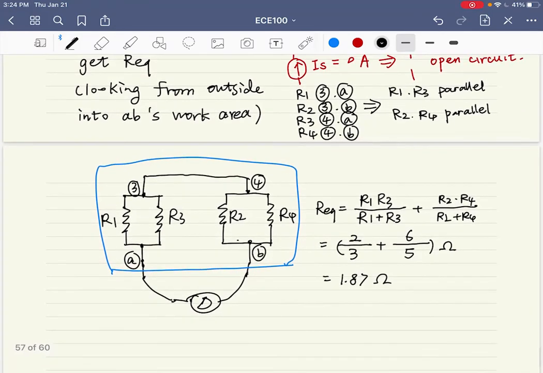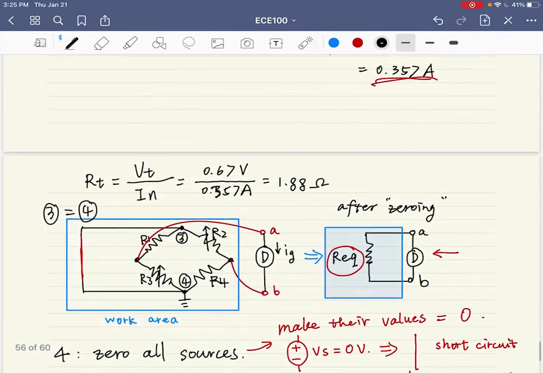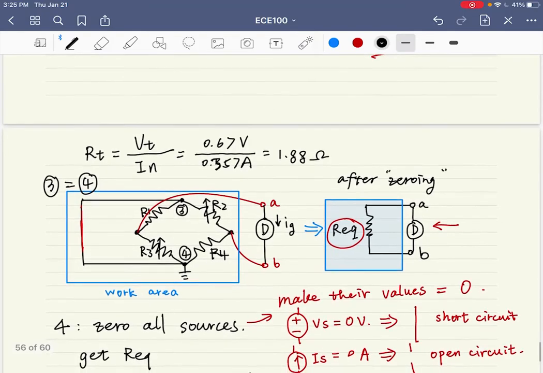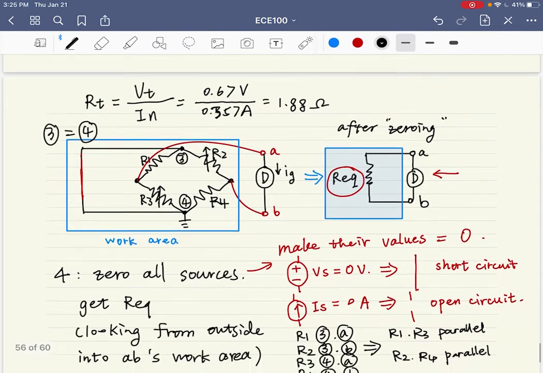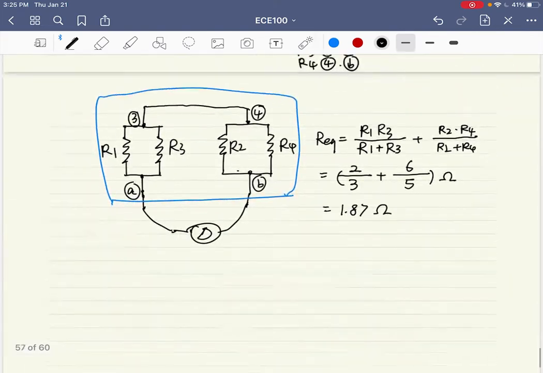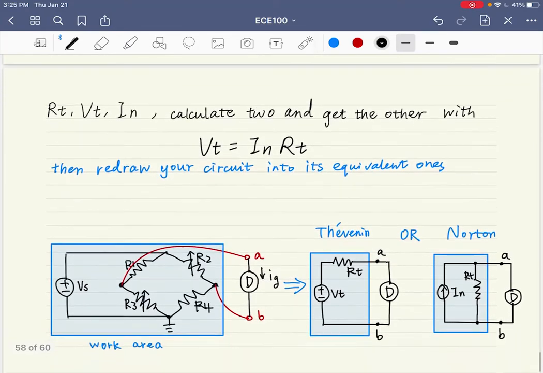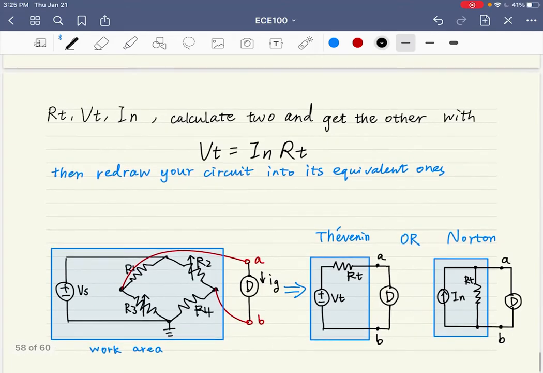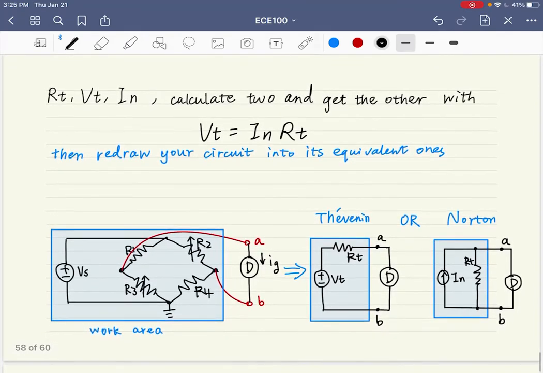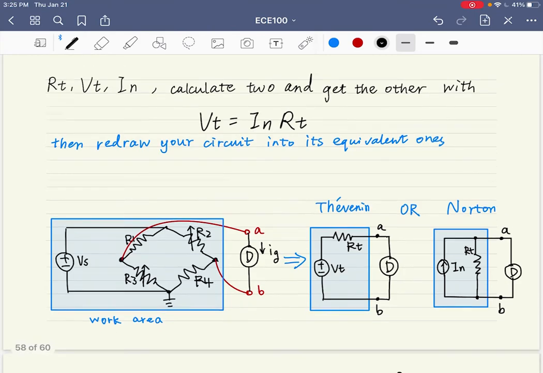And there may exist some approximation error. Great. In conclusion, RT, VT, and IN: calculate 2 of them and get the other one with VT equals IN times RT. And then redraw your circuit into its equivalent ones, as shown below. Okay. Now let's come to superposition.